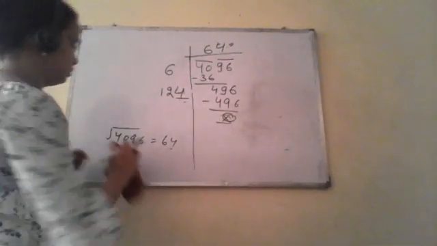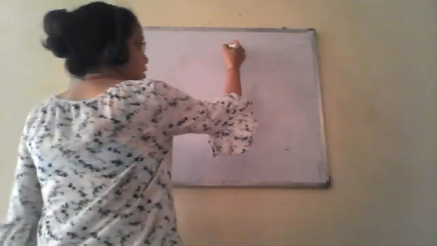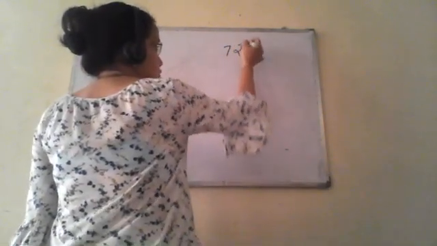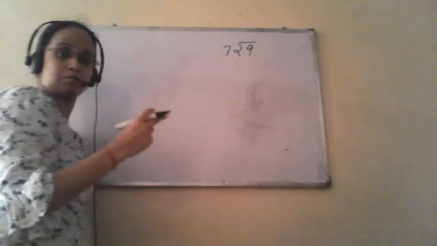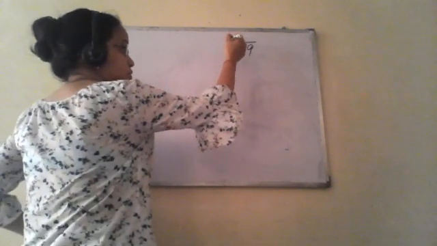We'll try one more example. We'll see 729. So we'll start putting the bar from the ones place.